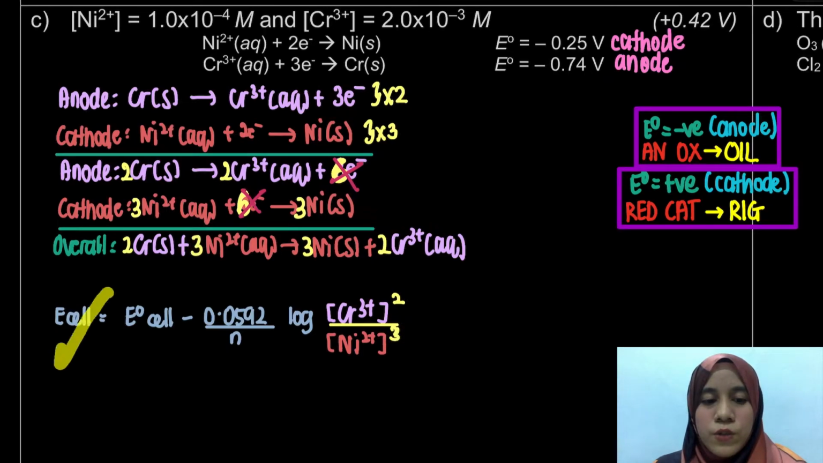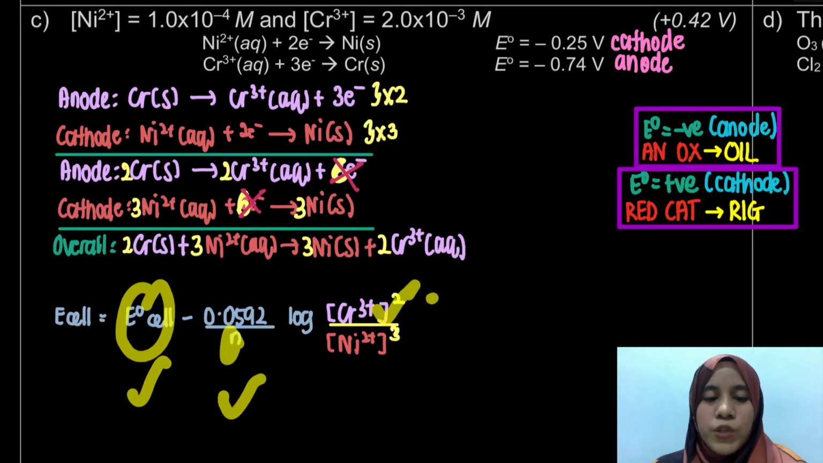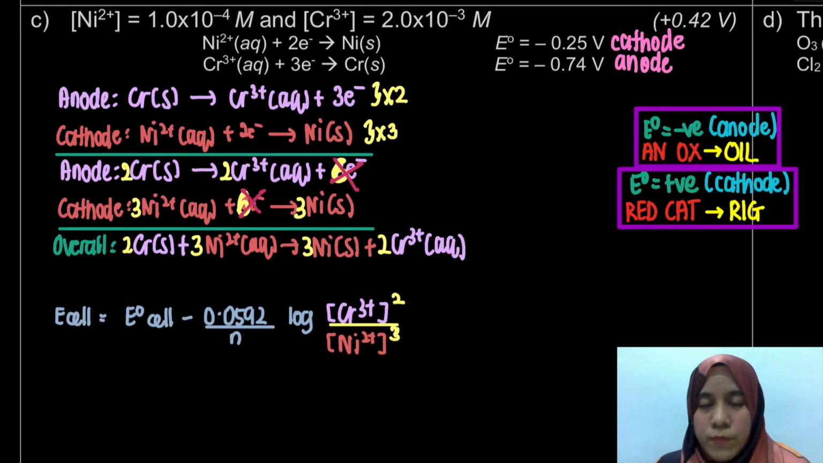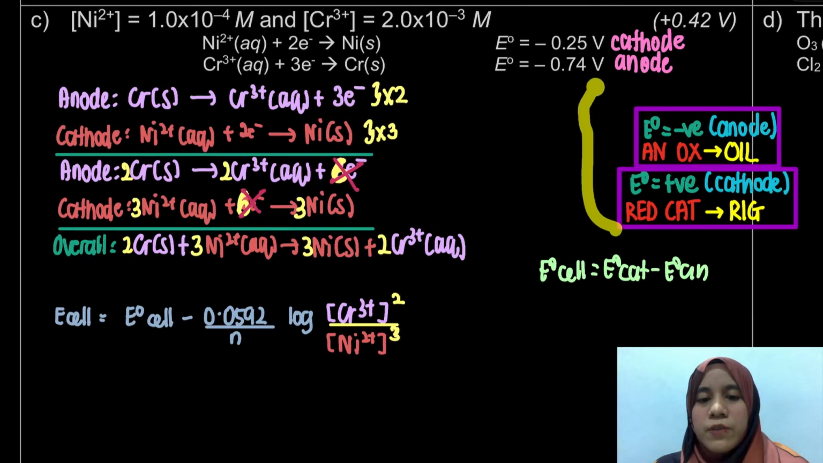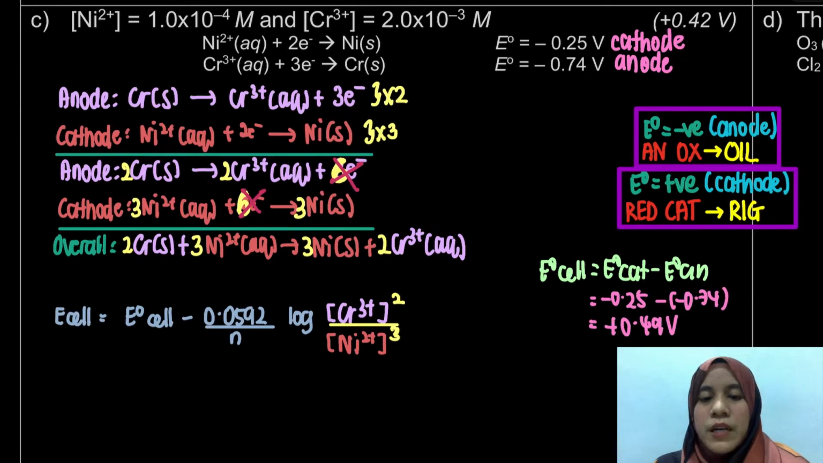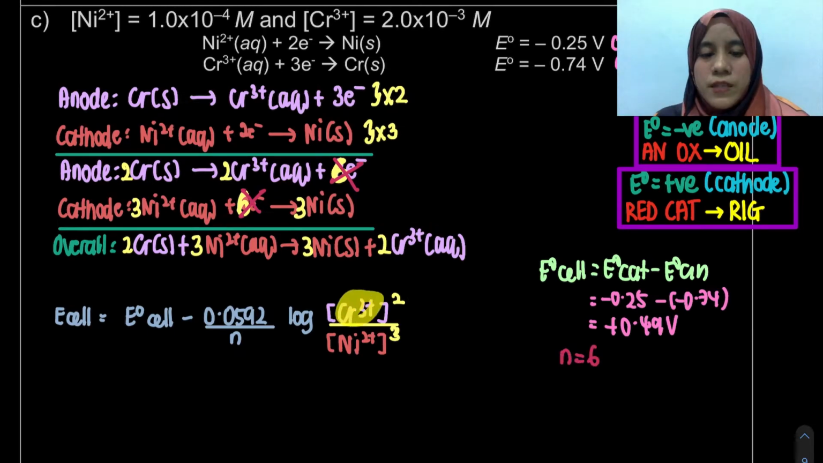Next, what should we do? We have to find out each of the components here. E naught cell, remember, is E naught cathode minus E naught anode. Kakak tolak adik. Where the cathode must be more positive and the anode must be more negative. So we substitute all the values together. Hence, we will get the value to be 0.49 volt. And N is the number of electrons lost or gained, the transfer of electrons, where N is equal to 6. And the concentration is given from the question itself, so we're just going to write down the values here.